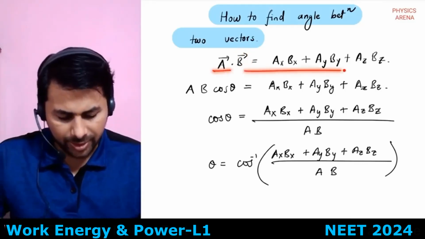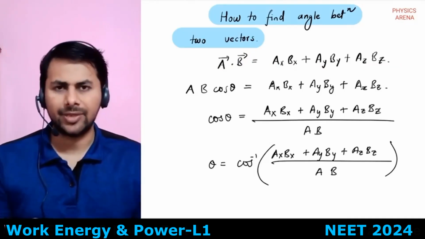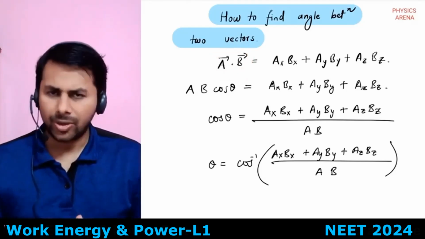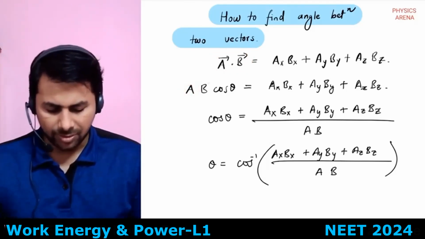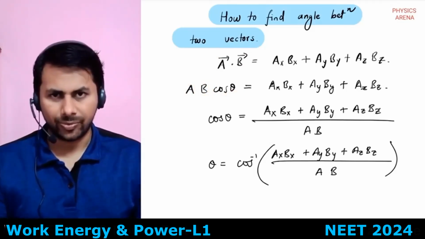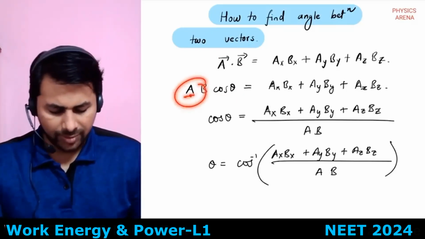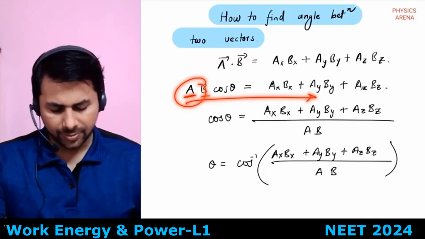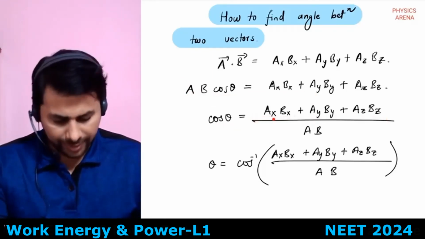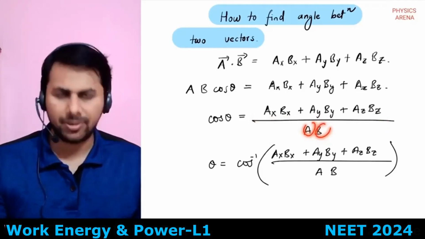Okay, then the dot product can be written as ax bx plus ay by plus az bz. And then the definition of dot product is magnitude of first vector into magnitude of second vector multiplied by cos of the angle between the two. So then you can move this magnitude of a and b to the other side. So you get cos of theta equals ax bx plus ay by plus az bz divided by ab.